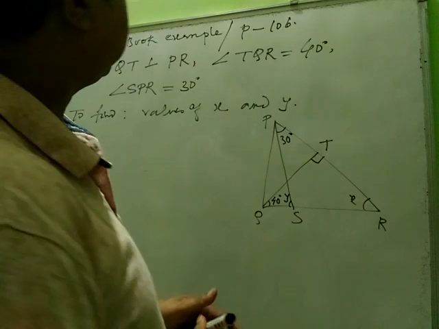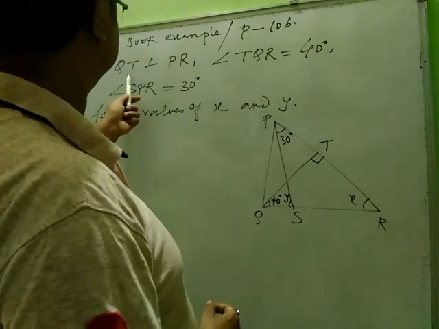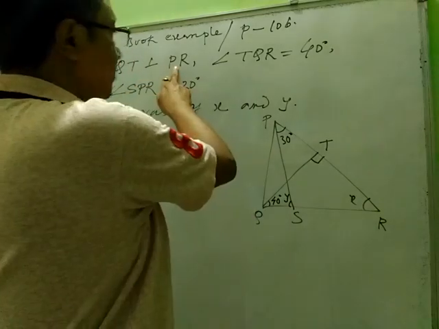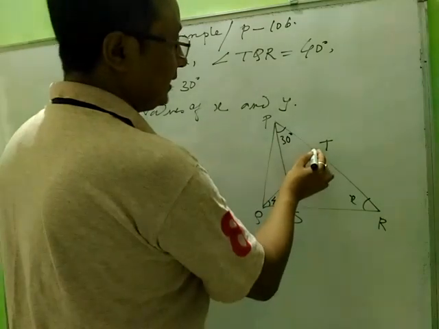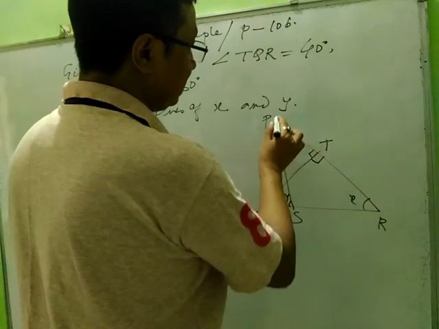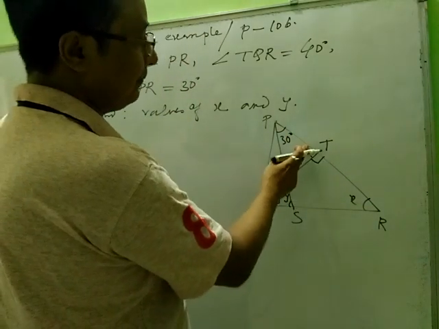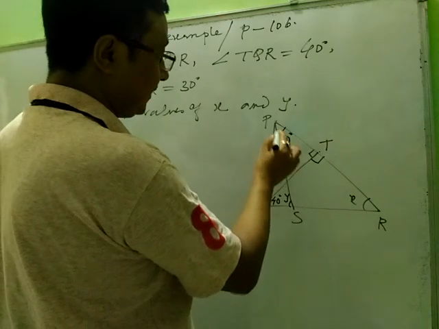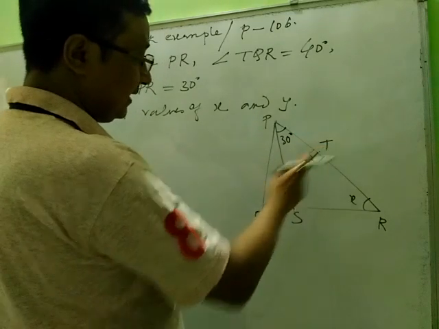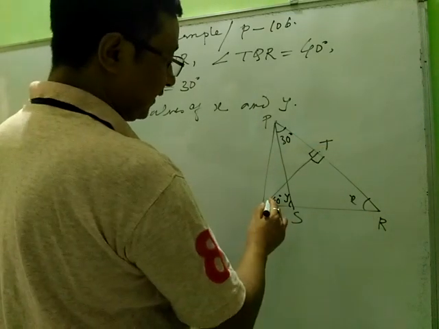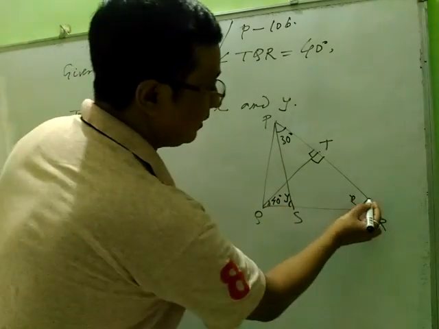So this one I have given you from the textbook example. Here they have given that QT is perpendicular to PR. So these two lines are perpendicular, so on both sides you will get 90 degrees. It is given that this part, angle SPT, is 30 degrees, and TQR is 40 degrees. You are to find this measure, angle Y and angle X.